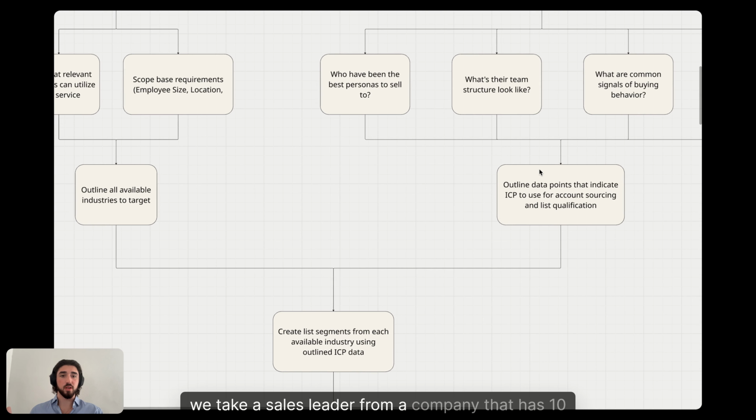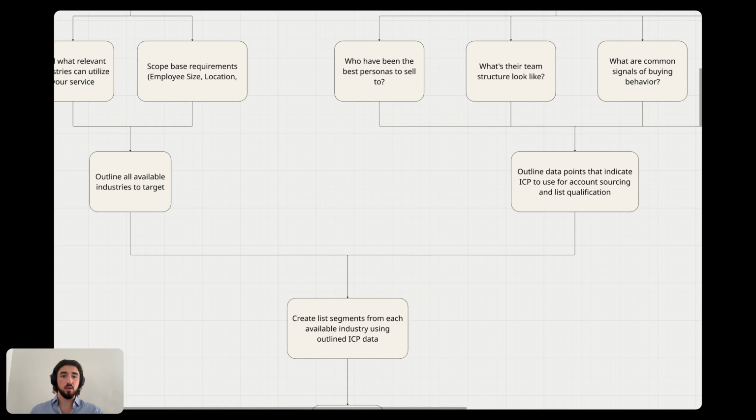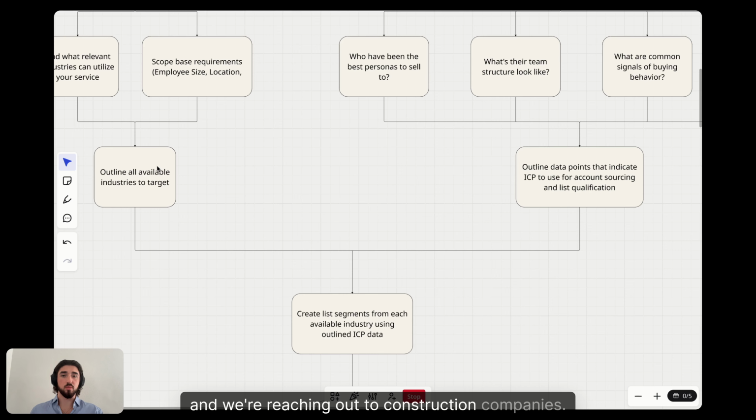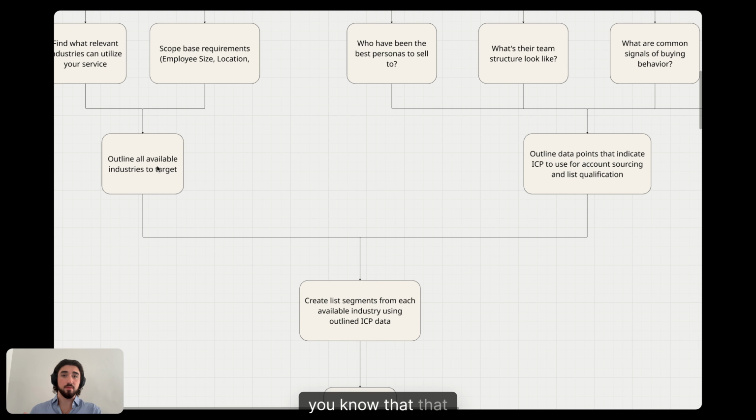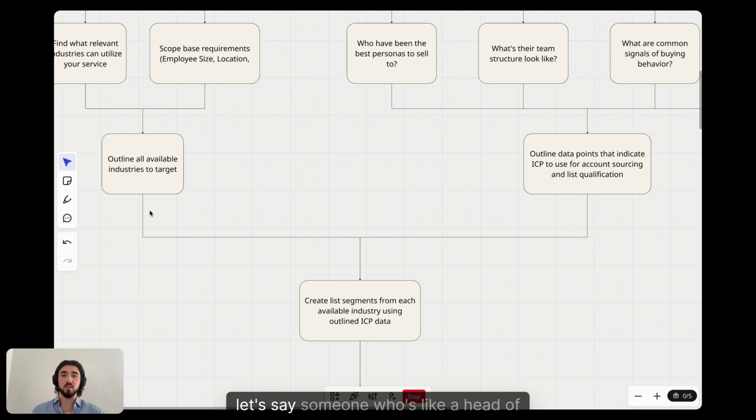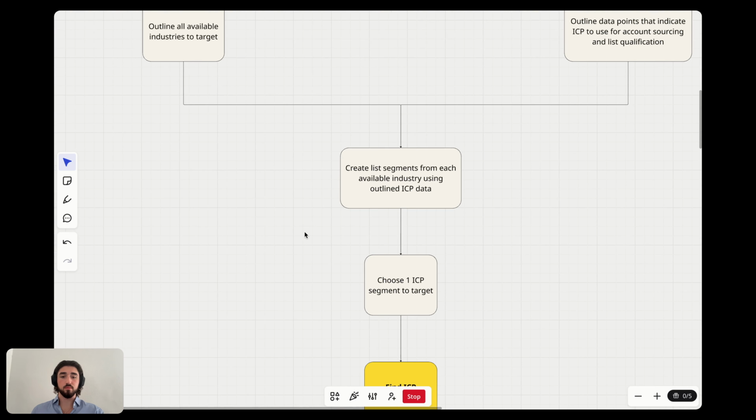So let's say we take a sales leader from a company that has 10 plus salespeople, and we're reaching out to construction companies. That persona in that industry is going to be a different ICP segment than that same sales leader with 10 employees at a manufacturing company. It's going to be two completely different scenarios, right? Or let's say someone who's a head of engineering. There's just going to be different scenarios depending on the industry. So you can have a persona, but depending on the industry, it makes a difference, right?